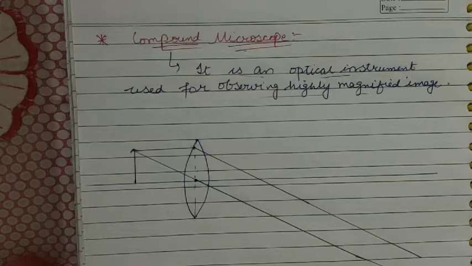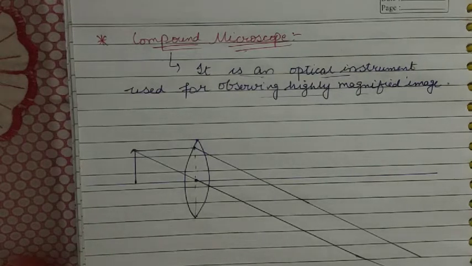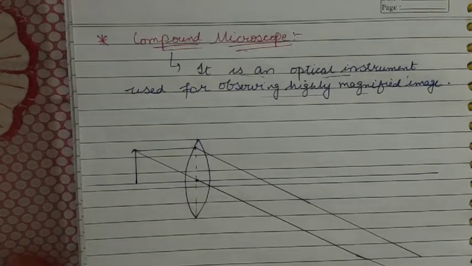Students, today we will discuss microscopes and telescopes. In the last video we discussed the magnifying glass or simple microscope. In this video we will discuss the compound microscope and telescopes. Now let's see the definition of a compound microscope.